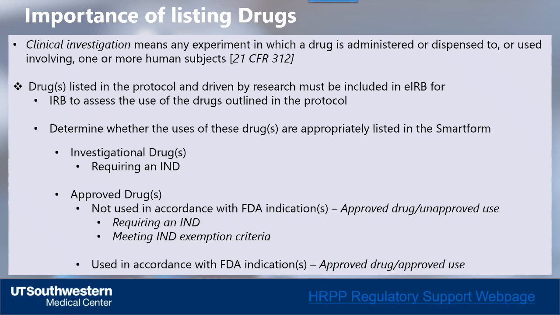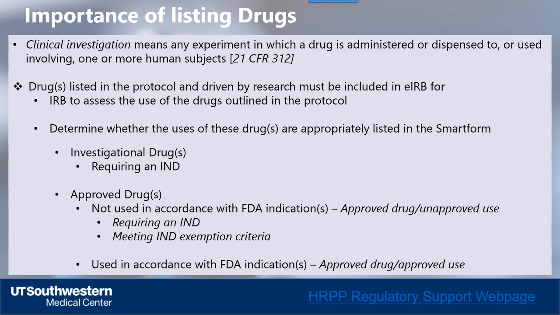Other studies that require an IND are those that involve an FDA-approved drug being used for an unapproved indication where the use of the drug does not meet IND exemption criteria. Studies involving an FDA-approved drug used in an unapproved manner without an IND are in turn evaluated by the IRB with the purpose of assessing whether the use of the drug meets IND exemption criteria. This is also very important. Investigators should assess the use of an approved drug used in an unapproved manner prior to submitting to the IRB.